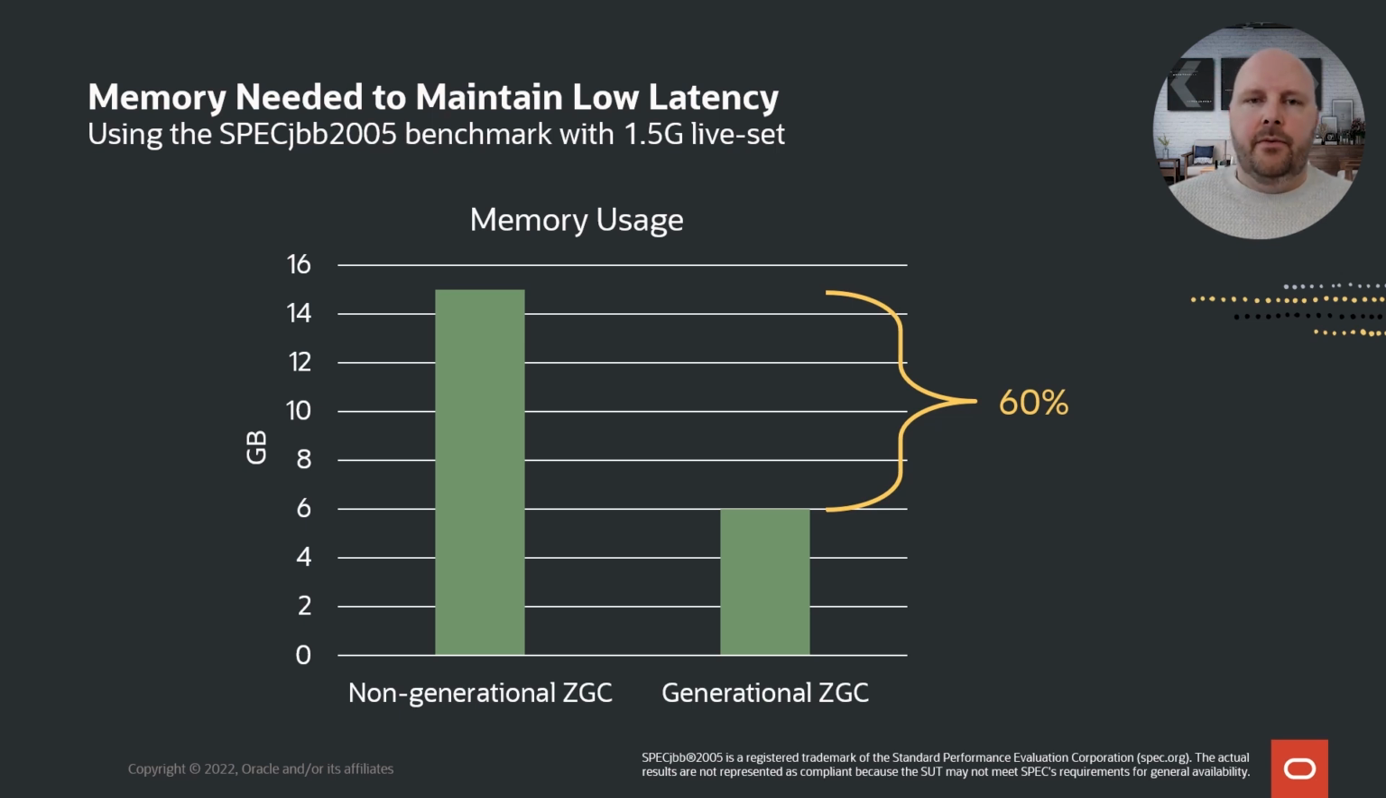Here we're using SpecJBB 2005. That's a benchmark that has a very high allocation rate. It doesn't have a very big live set. So in this particular example, we're running a Java agent alongside the benchmark to inflate the live set to 1.5 gigabytes. And as we can see, non-generational ZGC needs 15 gigs of memory here to cope with this allocation rate. On the other hand, generational ZGC only needs 6 gigabytes. So that's a pretty significant improvement. It's a drop by 60%.